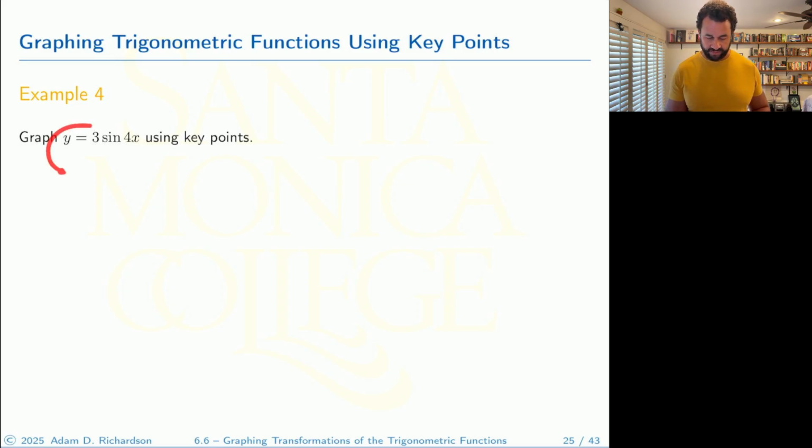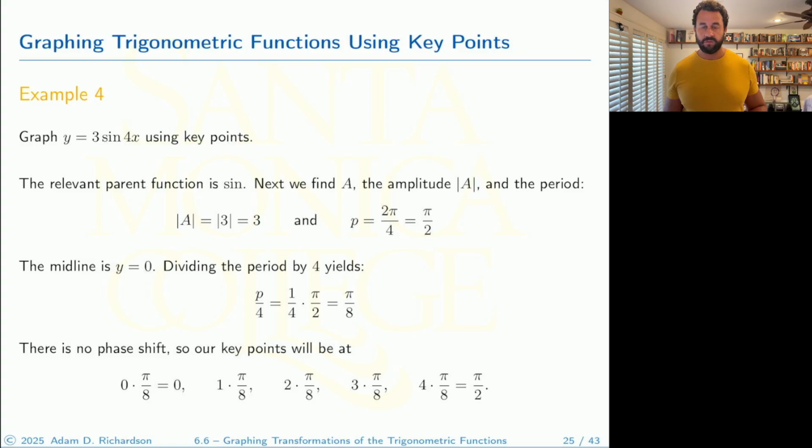So the first one says graph this function using key points, and we're going to use that guideline, that list to help guide us. So first, the relevant parent function is sine. So roughly speaking, the graph is going to look like this. The sine function, right? It starts at 0, goes up, goes down, goes back to 0. What is A? A in this case is 3. So the amplitude is the absolute value of that, which is 3 again. Then we need to find the period. So in this case, omega is 4. Omega equals 4. So we're going to take the period of sine, which is 2 pi, and we're going to divide it by 4. 2 pi over 4 is pi over 2. So now we have the period of our function.